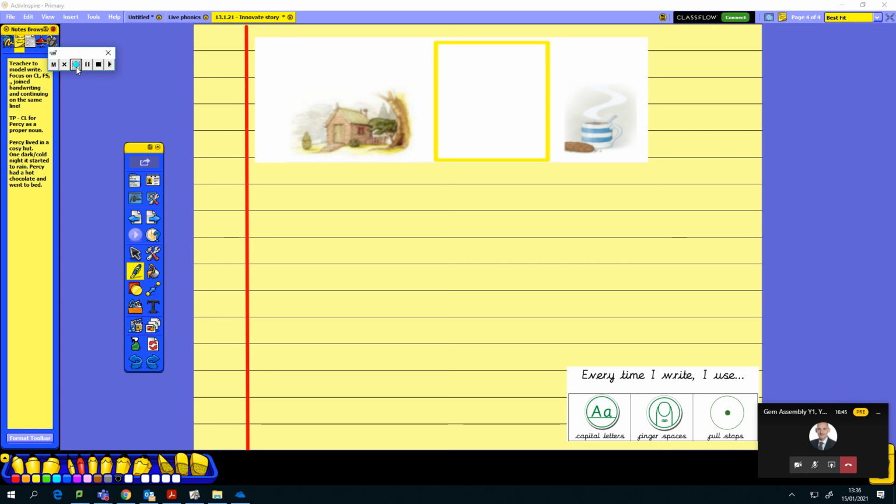We are now going to have a go at writing the sentences ourselves. Our first sentence is Percy lived in a cosy hut. Can you remember what we need to include in each sentence? Pause the video and whisper it to your hand.